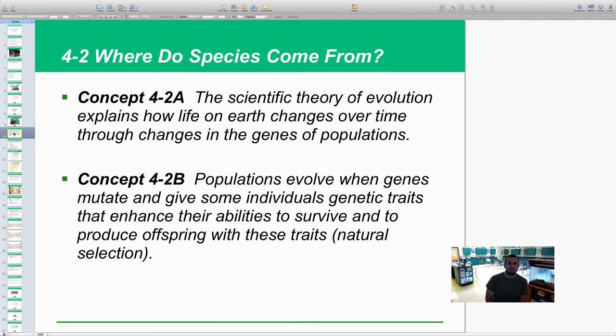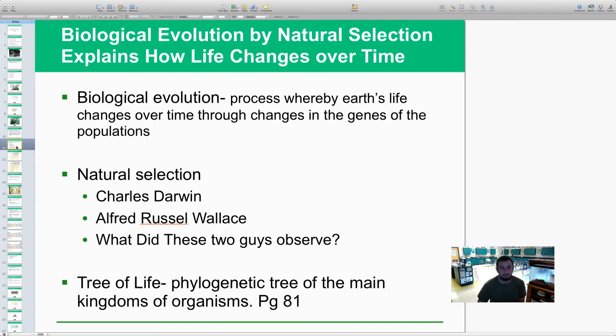All right. The second section that we're going to talk about is where do species actually come from? We were talking about this in class today, looking at how you create new species through speciation. We're going to look at the scientific theory of evolution, how it explains how life on Earth changes over time, and also changes because of genes and genetics. We'll look at how populations evolve when genes mutate and give some examples of that as well.